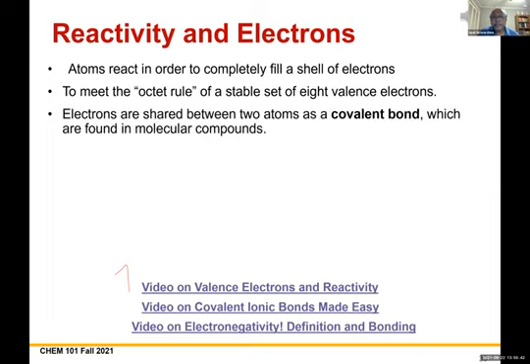Electrons are shared between 2 atoms to satisfy the octet, which is found in covalent molecules or molecular compounds. Shared electrons produce covalent compounds. For example, hydrogen. Each hydrogen atom has 1 valence electron. They share with each other to produce a covalent bond, that line between the two hydrogen atoms.